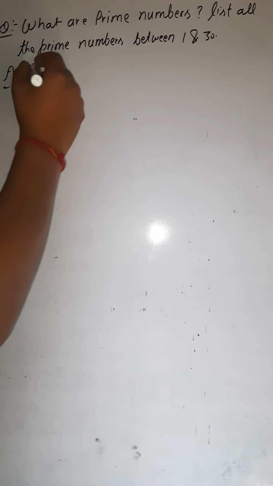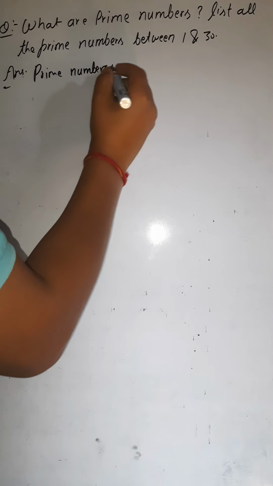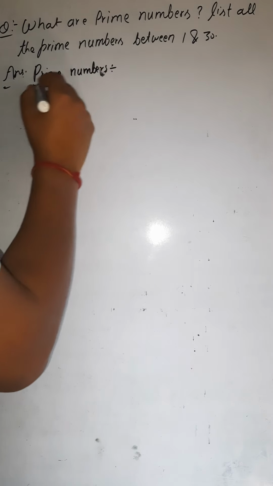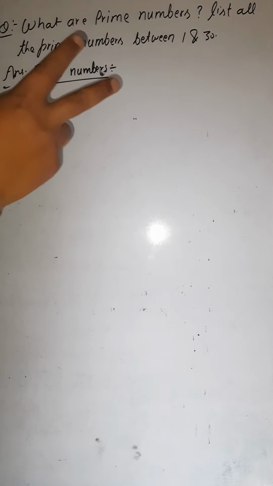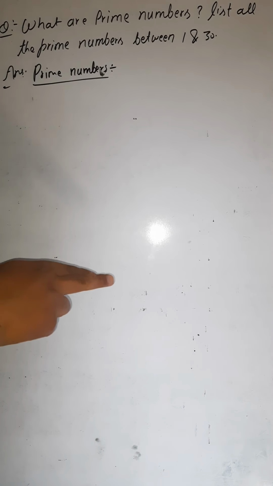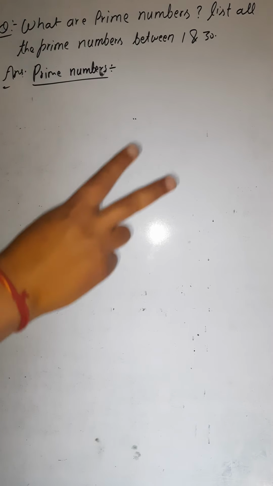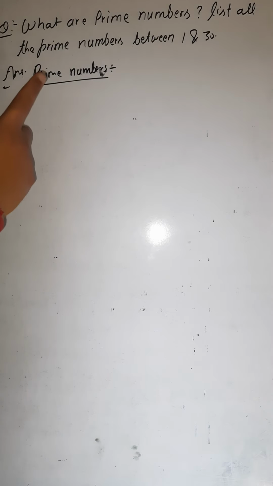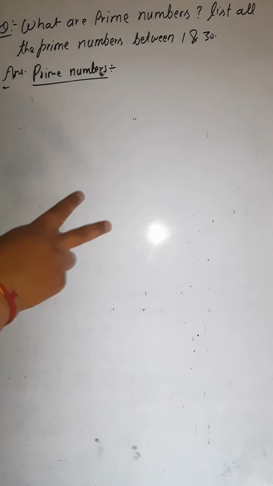If I want to tell you about prime numbers, they are the numbers with only two factors. About factors and multiples you have already been told. The numbers which have only two factors, that is 1 and the number itself, are called prime numbers. So there will be only two factors of that number.